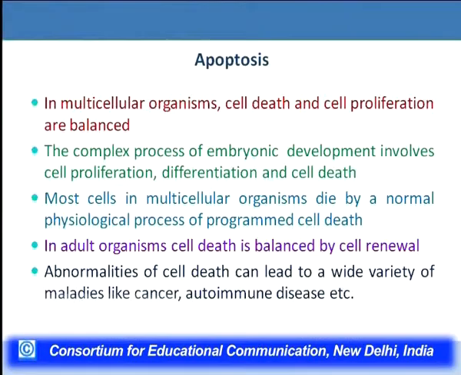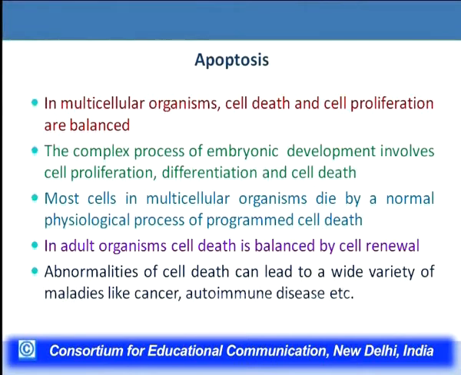Now the complex process of embryonic development, as I have already told, involves cell proliferation, it involves differentiation, and it involves cell death. Now most of the cells in the multicellular organism die by a normal physiological process which is termed as apoptosis.